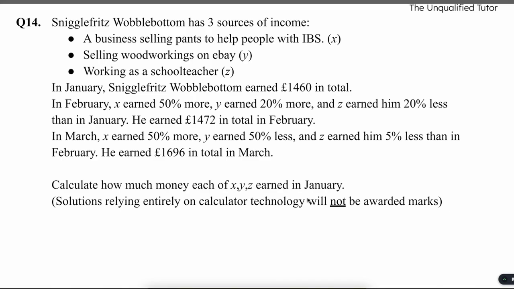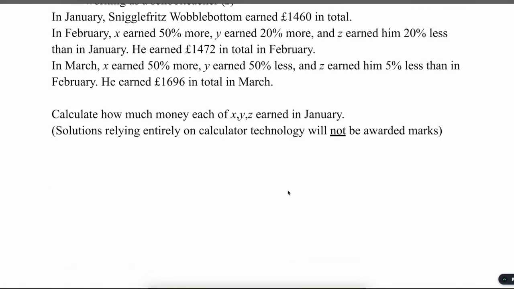He earned £1,472 in total in February. In March, X earned 50% more, Y earned 50% less, and Z earned 5% less than in February. He earned £1,696 in total in March. Calculate how much money each of X, Y, and Z earned in January.